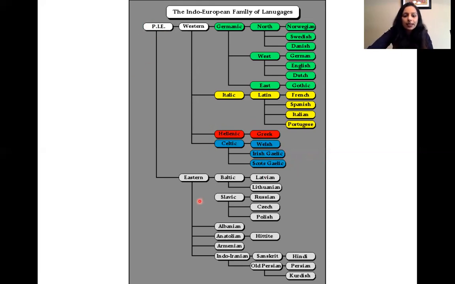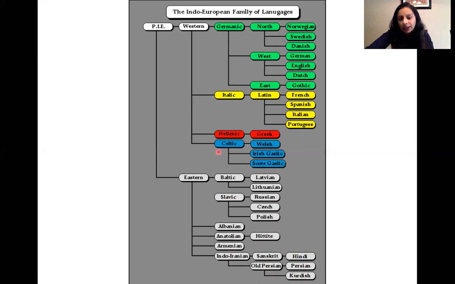And the Proto-Indo-European Eastern branch is Baltic, Slavic, Albanian, Anatolian, Armenian, and Indo-Iranian. In the Baltic branch, you have Latvian and Lithuanian. In the Slavic branch, you have Russian, Czech, and Polish. In the Albanian branch, you have Albanian; under Anatolian, Hittite; then Armenian; and Indo-Iranian, which is where you see Sanskrit and Old Persian. From Sanskrit you have Hindi, Bangla, Gujarati. There are a whole lot of languages that are spoken in India. And then Old Persian gives Persian and Kurdish.